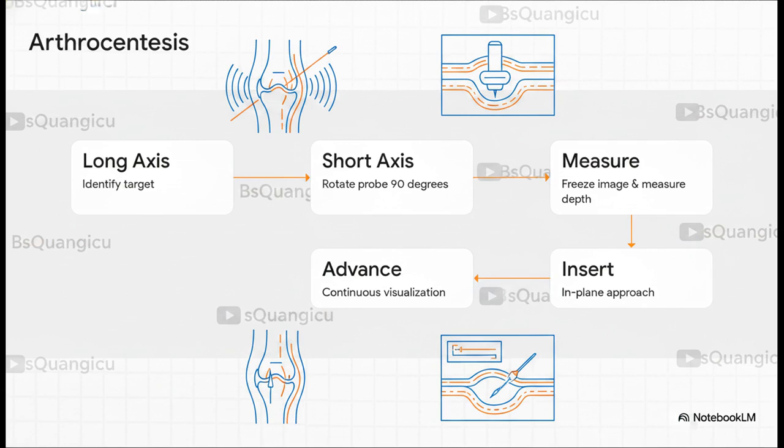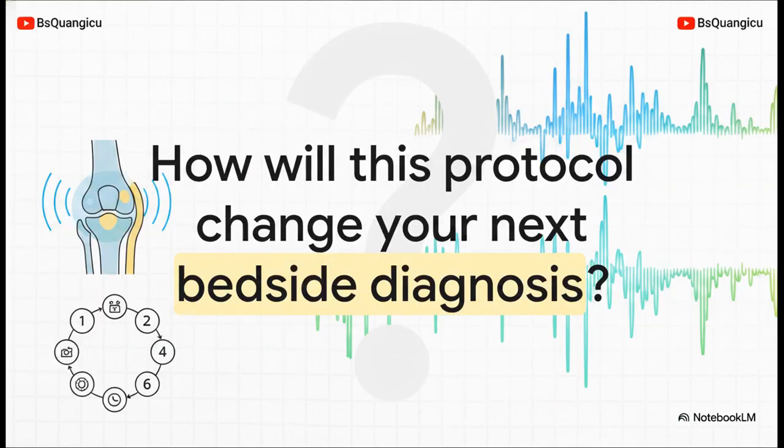First, you locate your target fluid pocket using a long-axis view. Second, you just rotate your probe 90 degrees into a short-axis view. Freeze that screen and actually measure the depth to your target. Then, you insert your needle from lateral to medial using a flat, in-plane approach. Doing this ensures you can vividly see your bright needle tip advancing safely through the tissue, literally every single millimeter of the way. Which leaves us with this final thought for today.